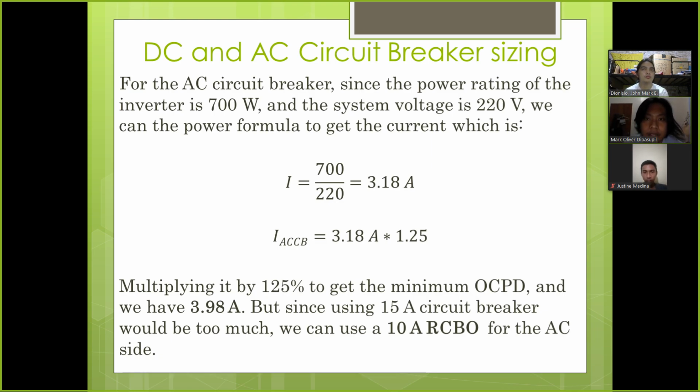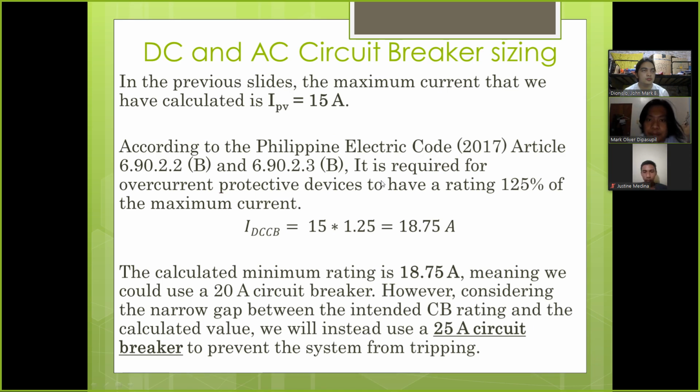And sa, ano naman tayo sa AC. Sa AC side naman tayo. So for the AC circuit breaker, since the power rating of the inverter is 700 watts and the system voltage is 220, you can use the power formula to get the current, which is power over voltage, 700 divided by 220 will give us 3.18 amps. So, i-multiply natin from 3.18 amps to 1.25 base dun sa rules na sinabi kanina.